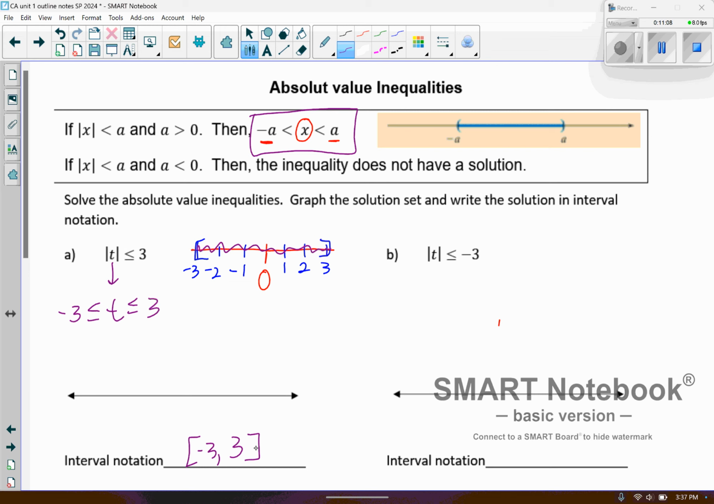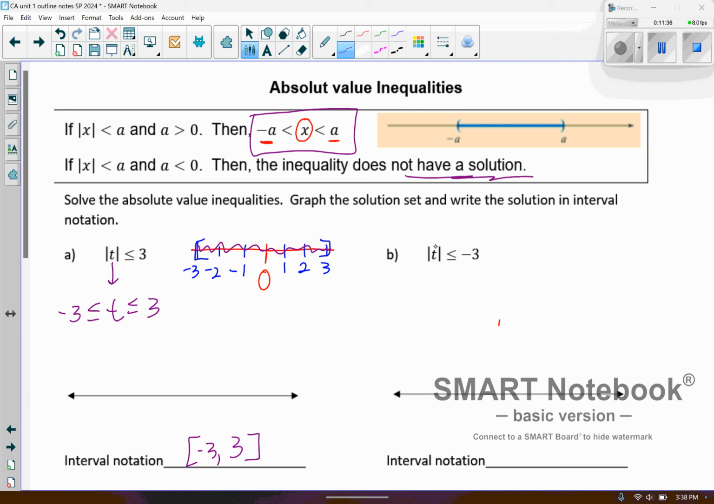Okay, my next one right here says the absolute value of t, its distance, needs to be less than or equal to -3. So my distance has to be less than or equal to -3. Well, that's a problem, and if you look up here, I actually define it as a problem. If the absolute value of x is less than a and a is less than 0, which means it's a negative number, then the inequality does not have a solution.